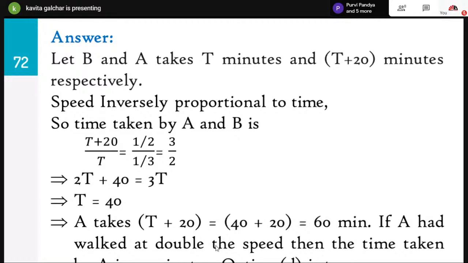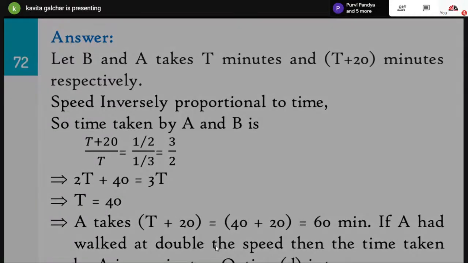But what is given? If A had walked at double the speed, and the relation between speed and time is inversely proportional, if my speed is double, my time will be half. Therefore, my time will become half of the previous time, that is 30 minutes, if I increase the speed twice.